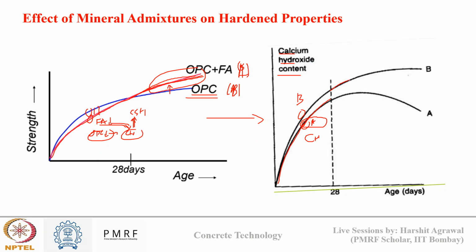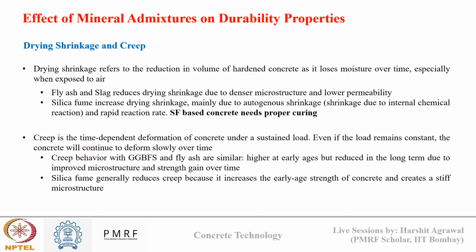So, after 28 days in pure OPC system, calcium hydroxide reaches its saturation limit and it is there in the system. It is not getting consumed. However, in OPC plus fly ash system, this calcium hydroxide is continuously getting consumed and its volume is decreasing as fly ash is reacting with it. Okay, and this leads to secondary strength gain in mineral admixture added systems. So this is the effect of mineral admixture on compressive strength.